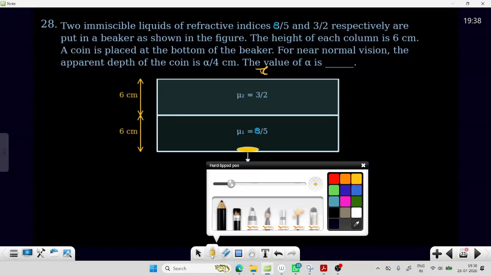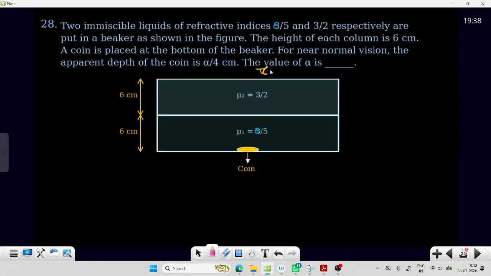Here is the coin, and here is the observer. The medium of the observer is not mentioned, so we can imagine the observer is in the air, observing from the top view. What is the refractive index of air? It is 1.